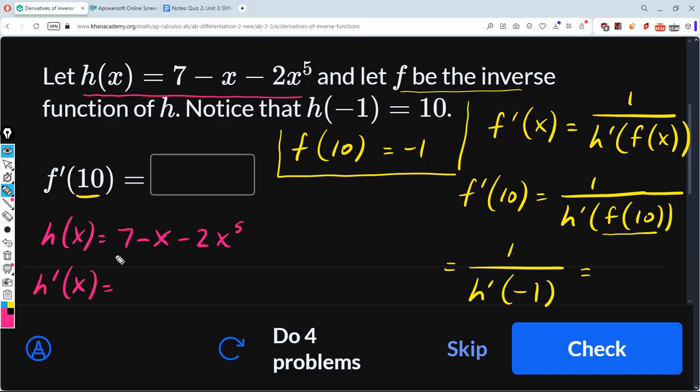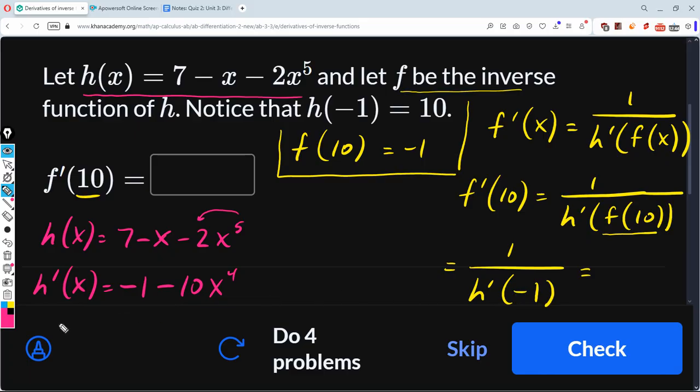Derivative of 7 is 0. The derivative of negative x is negative 1. And use the power rule right here. Move the 5 out front. That's going to be negative 2 times 5, or negative 10. Decrease the exponent by 1. That's x to the fourth.